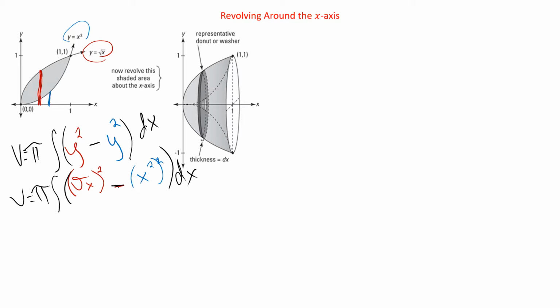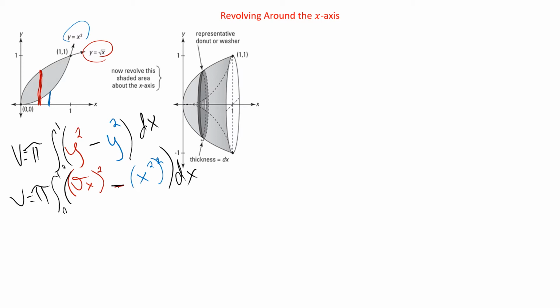Yes. Is 0 equal to root 0? Yes. Same thing with 1. Yes. We didn't have to set them equal to each other. We could figure out that they intersect at 0 and 1. But if you need to, set them equal to each other. So our bounds were going from 0 to 1.